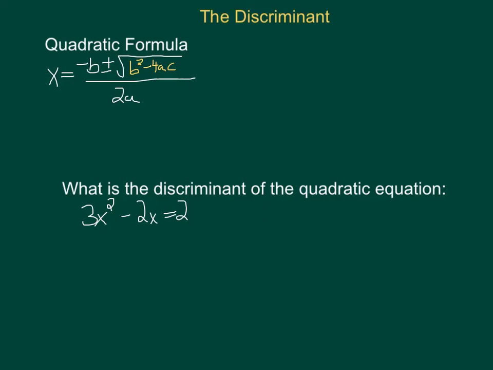The discriminant actually comes from the quadratic formula. It's the piece underneath the square root in the quadratic formula, the b squared minus 4ac. Now we can use the discriminant to help us determine what kind of roots we're dealing with, whether they're real, rational, irrational, imaginary, equal, or unequal.